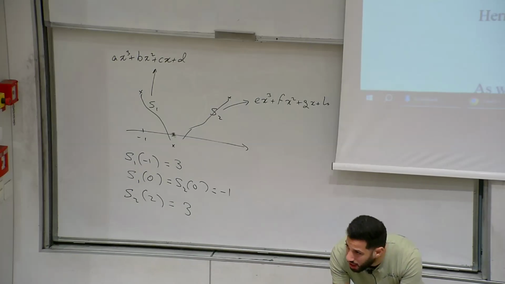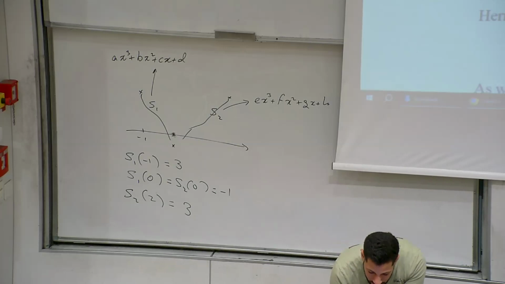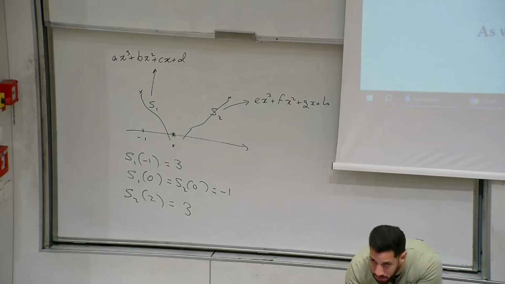So if we have this data, we can use some closed form that we already know, which uses these polynomials, the Hermite polynomials. Okay, so that's for you to know.